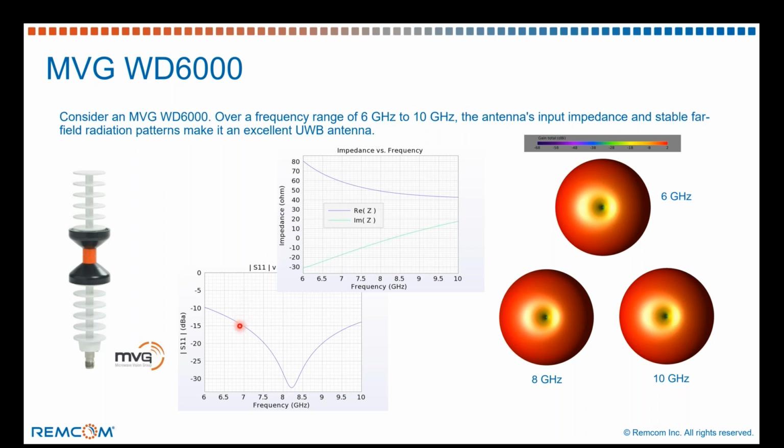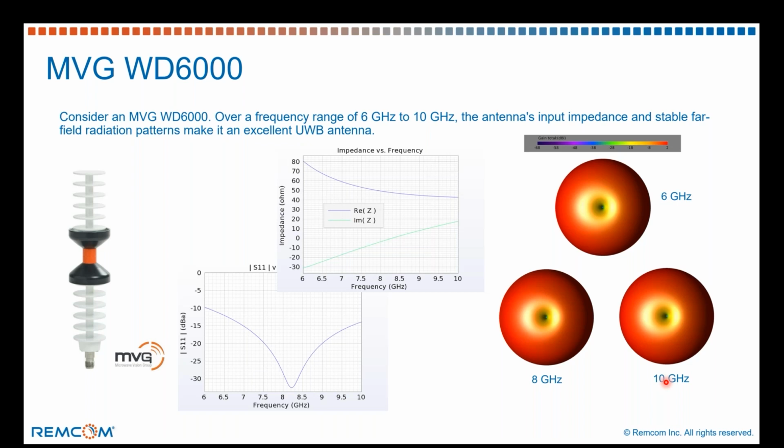So if we look at S11, over 6 to 10 gigahertz, we can see a nice match below 10 dB. If we look at the input impedance, I'm not sure how to describe this. Is it relatively stable? Is it not changing very much? But it's well behaved, I guess. Anyways, this is the input impedance. And if we look at the far zone radiation patterns, it's pretty stable. At 6, 8, 10 gigahertz, we're getting the traditional dipole radiation pattern, and there's not much variation.